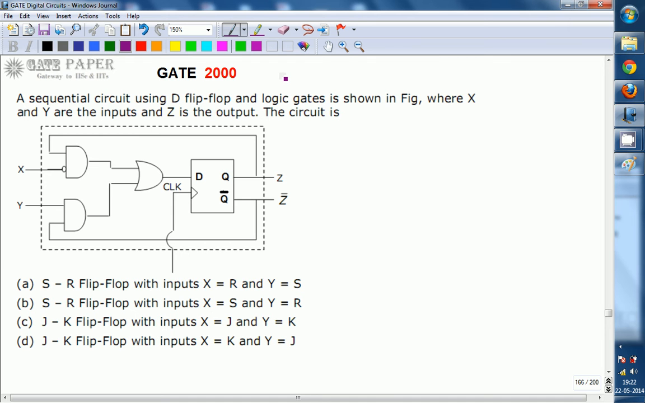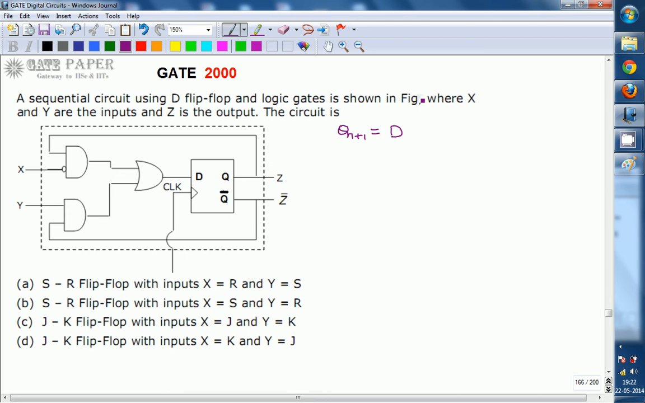We know the characteristic of the D flip-flop: Qn plus 1, the next state of the D flip-flop, is nothing but the D value itself. The present value of D will be treated as the next state after application of the clock edge. So Qn plus 1 is nothing but D.